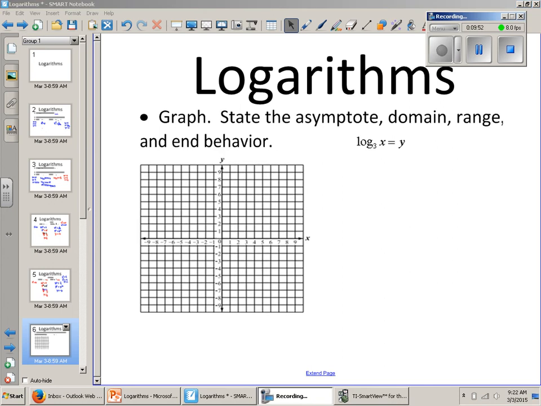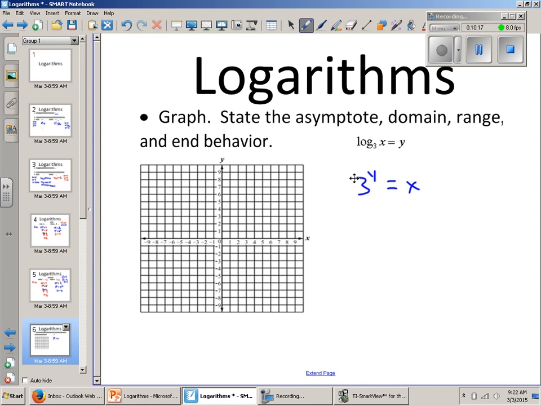Okay, now we're going to graph. So first thing we need to do is graph log base 3 of x equals y. Well, I'm not quite sure how to do that. So I want to change this to exponential. 3 to the y power equals x. Well, let's put that in the calculator. Oh, that's right, we can't do that. Why? Because it's not y equals.